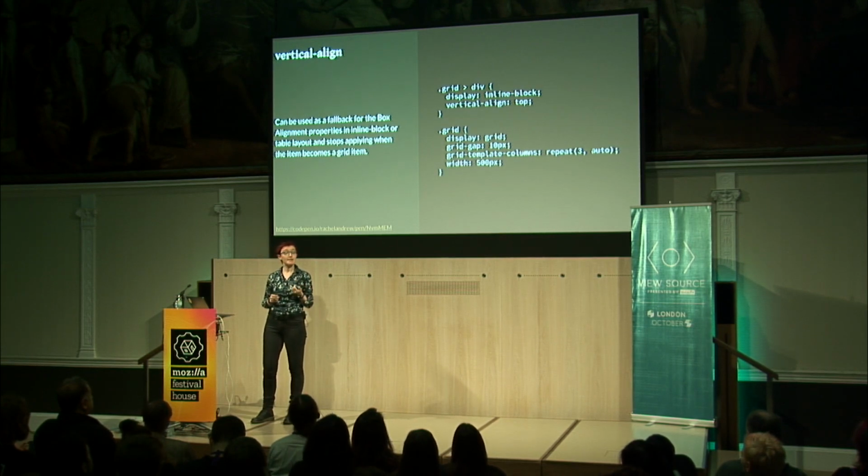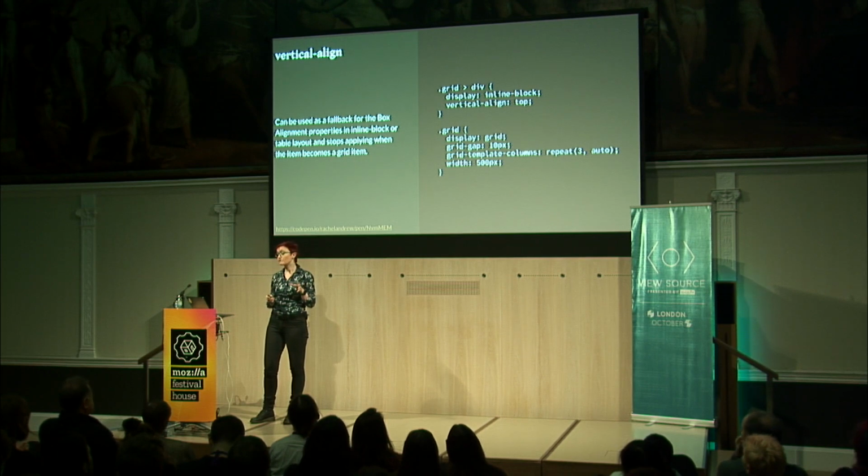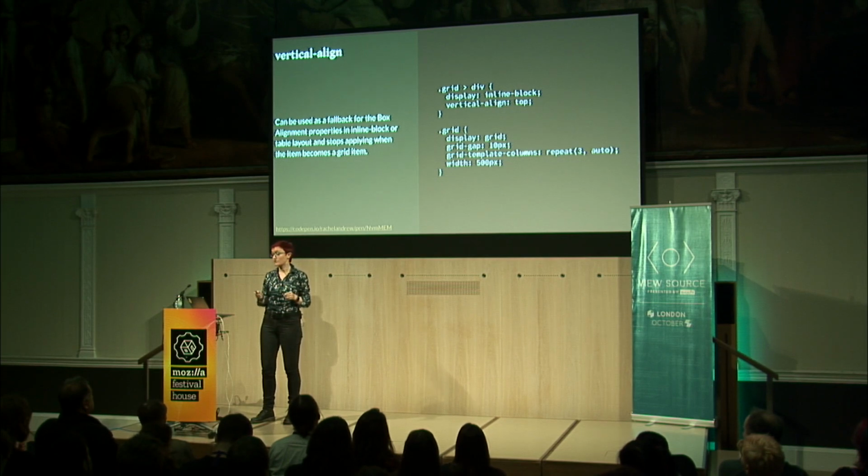And the reason we use things like table cell and inline block is that gives us vertical alignment with vertical align top and so on. If you've used the vertical align property for your older browser layout, and then it becomes a grid item, that just also gets thrown away. It has no effect, and so you can use the box alignment stuff, which is in grid layout, quite safely.